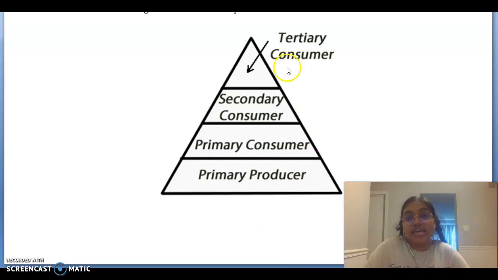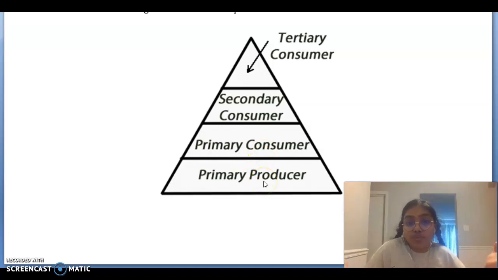Now, as you can see in the triangle here, this is what we call an energy pyramid. As you can see, the primary producer is at the very bottom and it occupies the largest amount of space, right? And at the very top is a tertiary consumer. We will go through the terms in a second, but it occupies the smallest region within the triangle. Now let's go through these one by one.